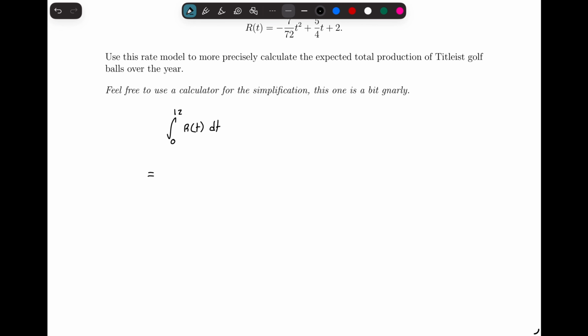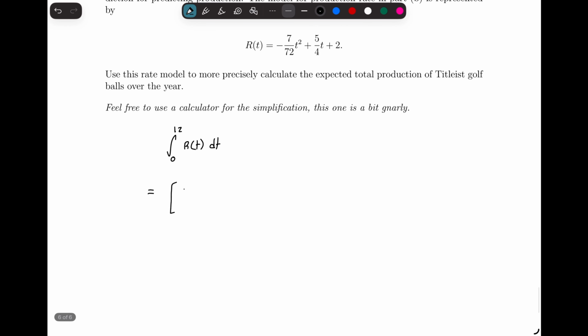All right, so let's consider our antiderivative. We'll have negative 7 over 72 times 1 over 3 t cubed, and then 5 over 4 times 1/2 t squared, plus 2t. This is happening from 0 to 12.